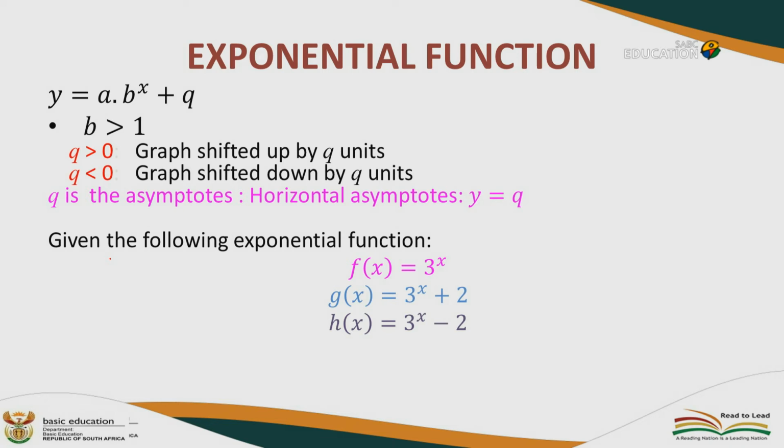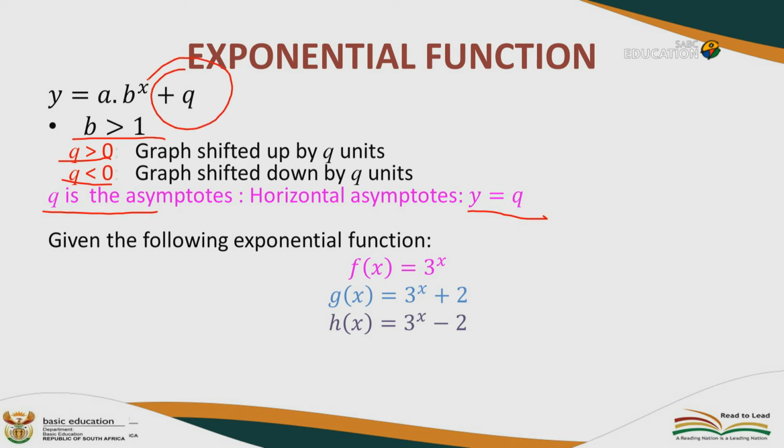Now we introduce parameter q. What does parameter q do to the graph? Parameter q shifts the graph up and down. So when q is positive, when q is greater than 0, the graph will shift q units up. When q is less than 0, negative, it will shift downwards. So it changes the asymptote. Our horizontal asymptote will be y equals q. So q always gives you the horizontal asymptote.